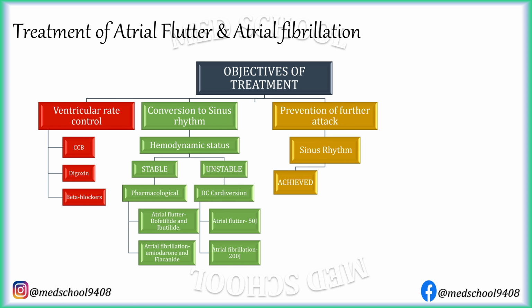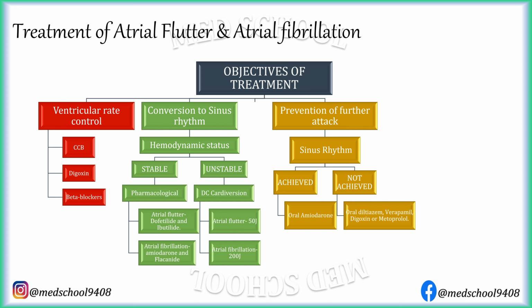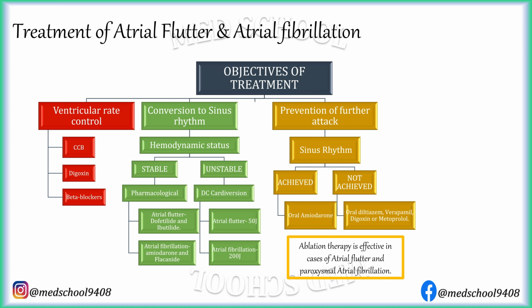When sinus rhythm is achieved, arrhythmia can be prevented with oral amiodarone treatment. When sinus rhythm is not achieved, the aim of treatment is to prevent excessive ventricular rate. This can be achieved with oral diltiazem, verapamil, metoprolol or digoxin. Ablation therapy is useful in cases of atrial flutter and paroxysmal atrial fibrillation, as there is only one ectopic focus of impulse generation. Ablation therapy is not effective in typical atrial fibrillation, as there are multiple foci of impulse generation.